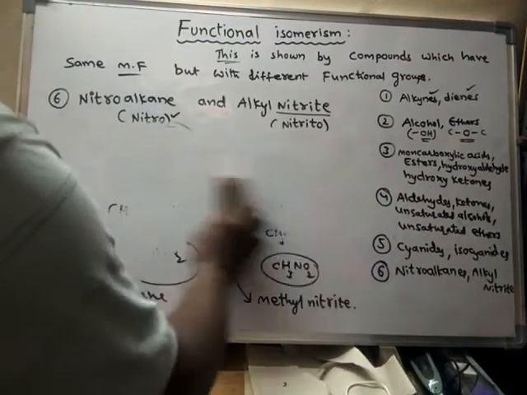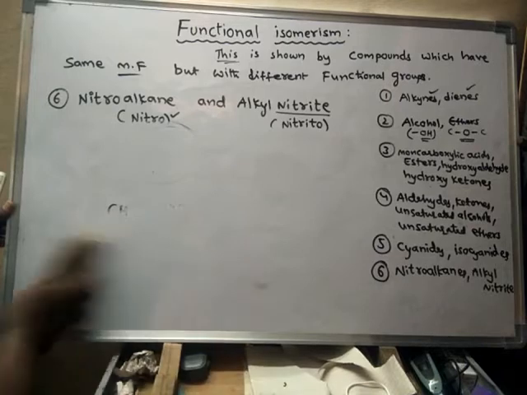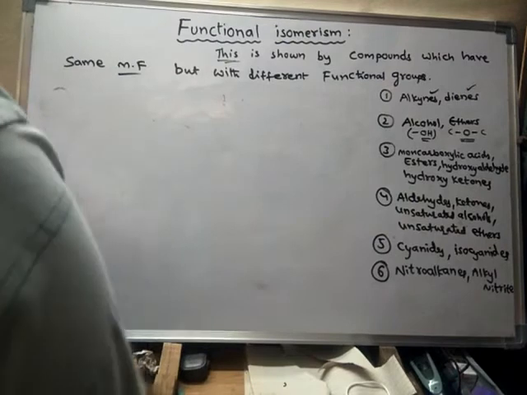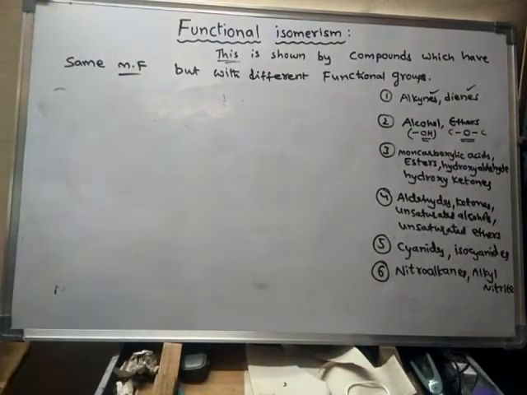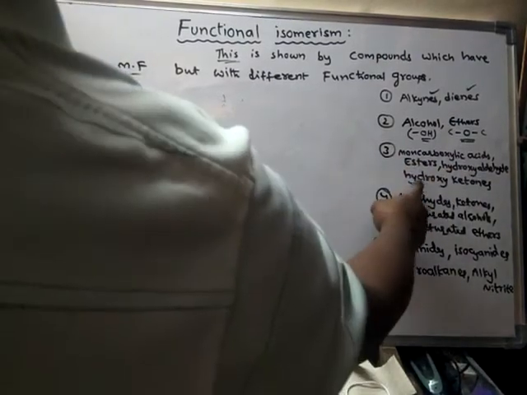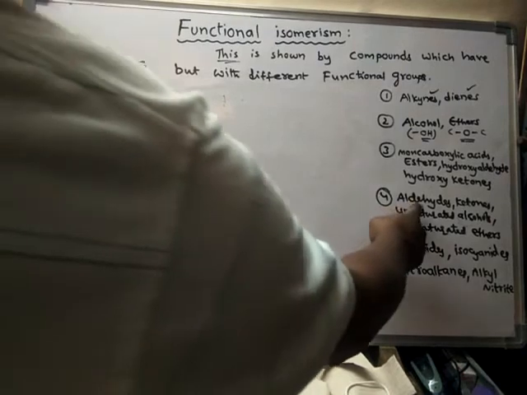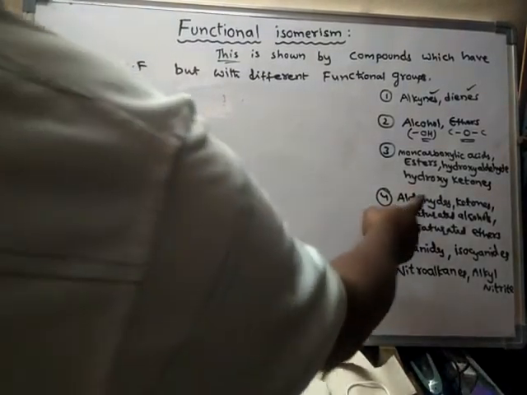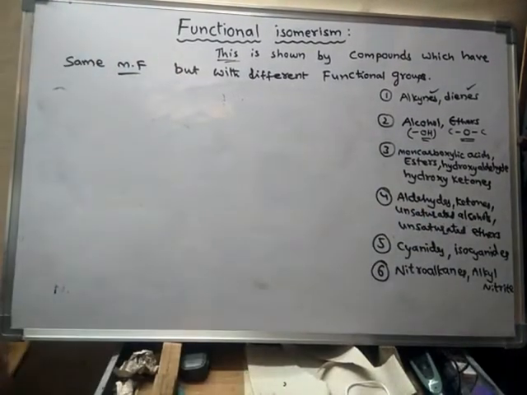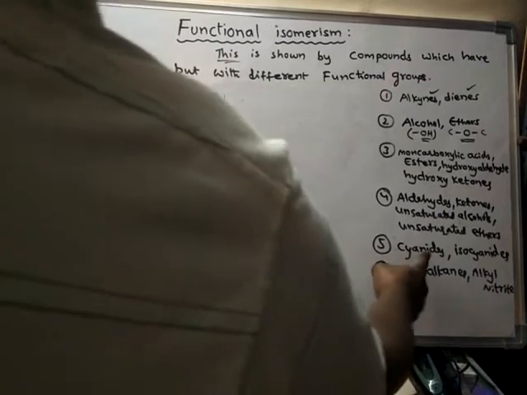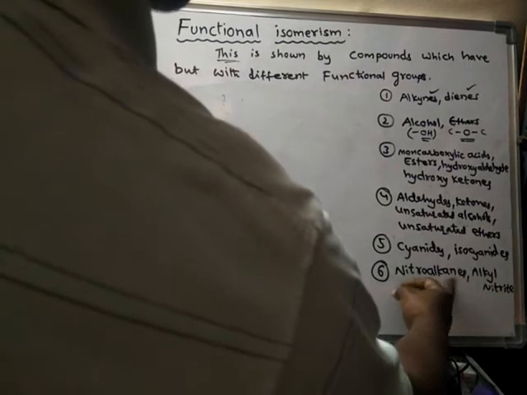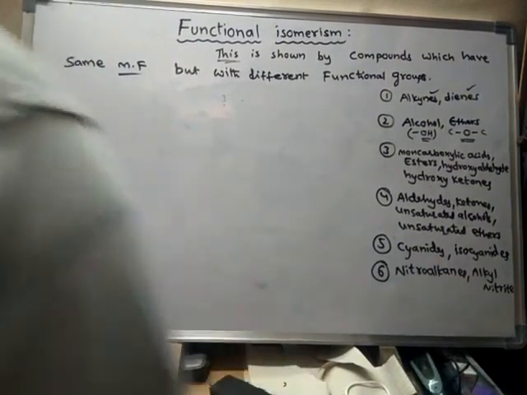Remember that these are all different functional isomers. Alkynes are functional isomers to dienes, alcohols are functional isomers to ethers, monocarboxylic acids are functional isomers to esters, hydroxyaldehydes and hydroxyketones. Aldehydes are functional isomers to ketones. They are also functional isomers to unsaturated alcohols and to unsaturated ethers. Next, cyanides are functional isomers to isocyanides. In the same way, nitroalkanes are functional isomers to alkyl nitrites.